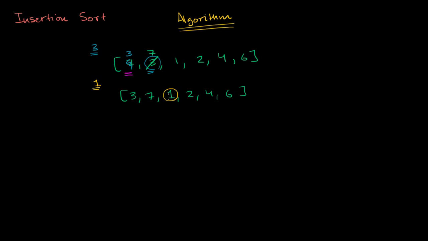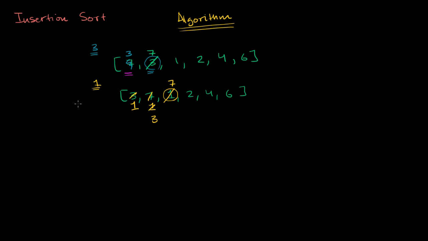So let's stick the 7 where the 1 is. And then you could just keep comparing, or you could just stick the 1 where the 7 is. And then you would say, OK, is 1 less than 3? Well, yeah, sure, it's less than 3. So let's stick the 3 where the 1 is, and let's put the 1 where the 3 is.